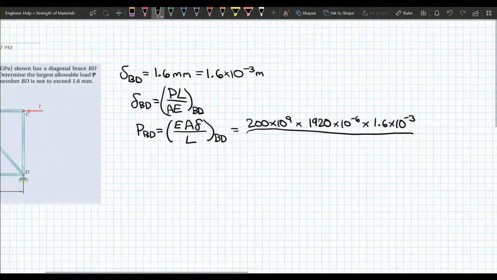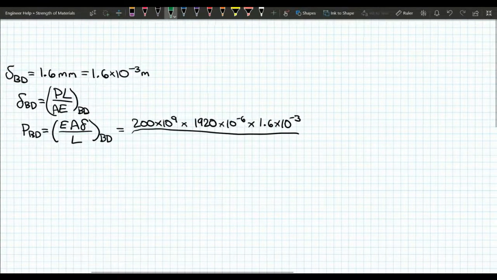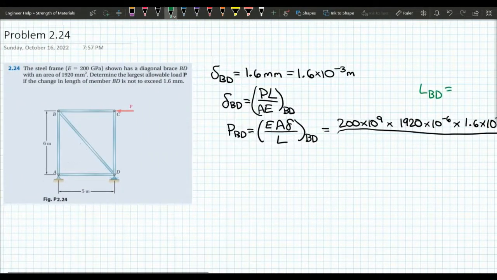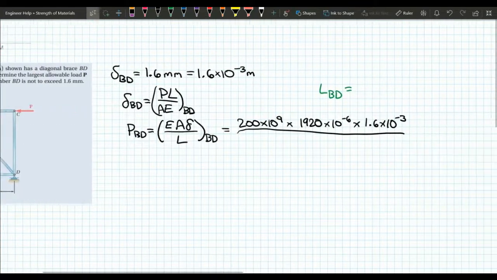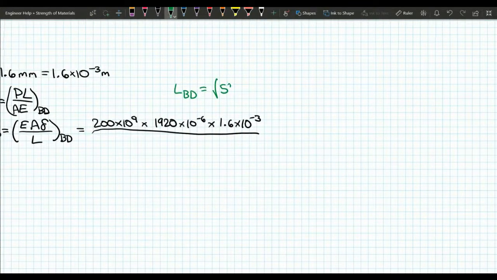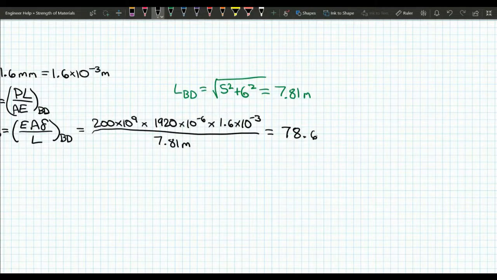And then the length of BD, well, you just calculate that over the side over here. The length of BD, this is just Pythagorean theorem. So the square root of 5 squared plus 6 squared, and that's equal to 7.81 meters. So we'll divide this by 7.81 meters, and that's going to give us 78.67 times 10 to the third newtons.